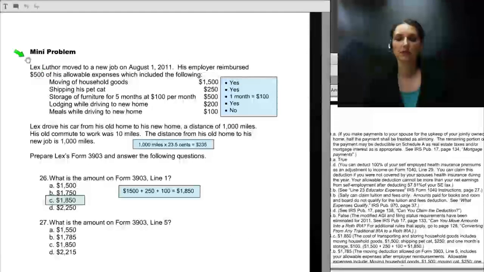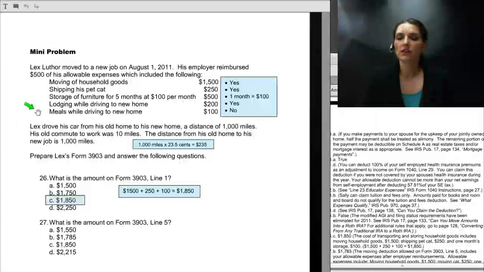And now we're on to the mini problem. Lex Luthor moved to a new job on August 1st, 2011, and his employer reimbursed $500 of his allowable expenses, which included the following: moving of household goods, $1,500; shipping his pet cat, $250; storage of furniture for 5 months at $100 per month, which was $500; lodging while driving to his new home, $200; and meals while driving to the new home, $100.